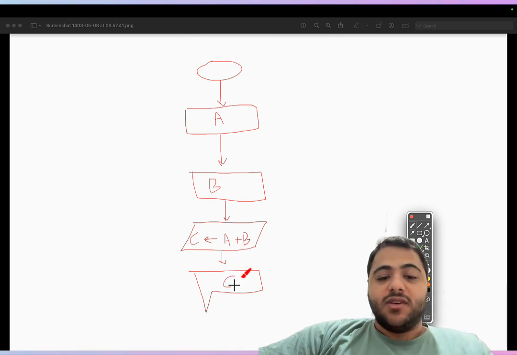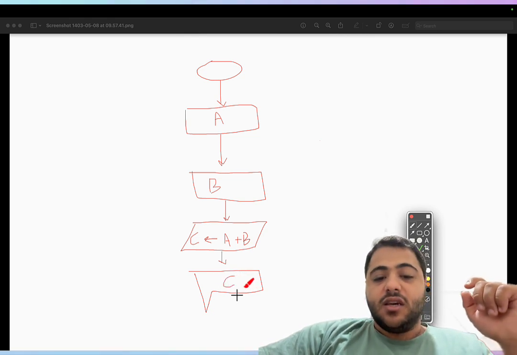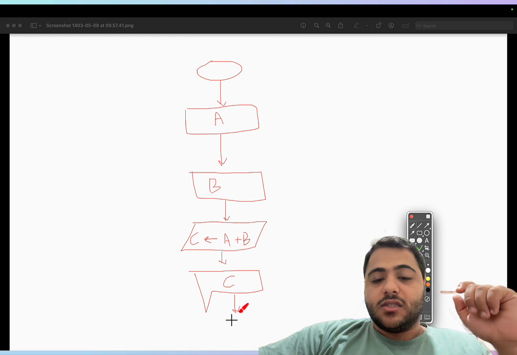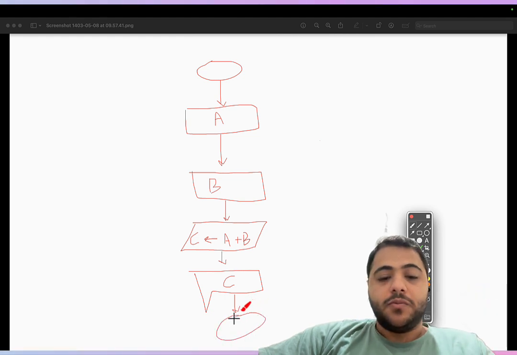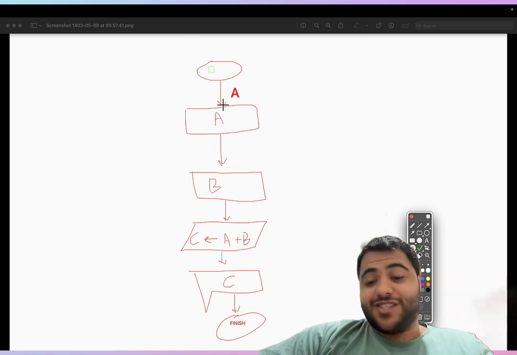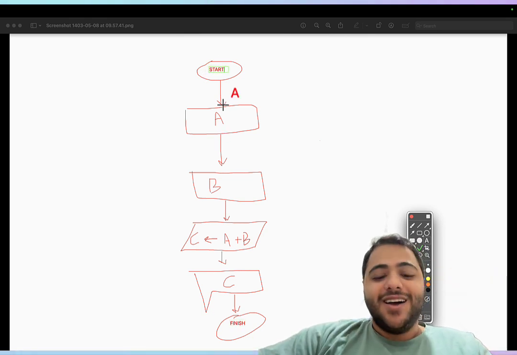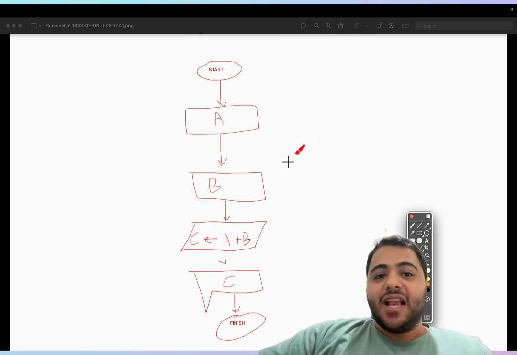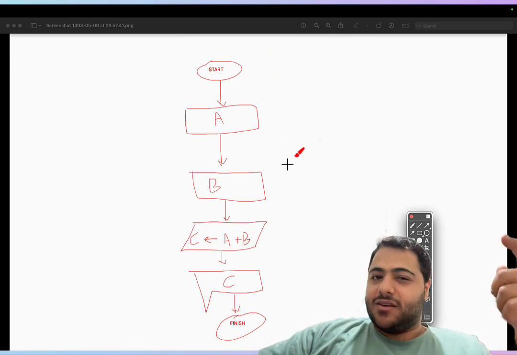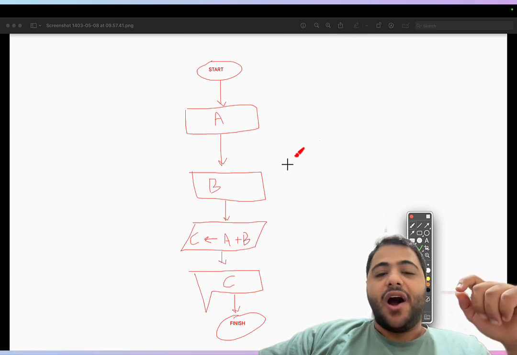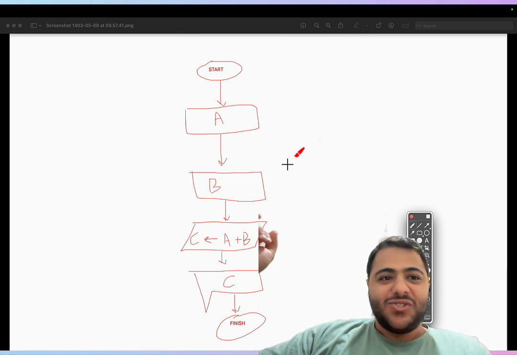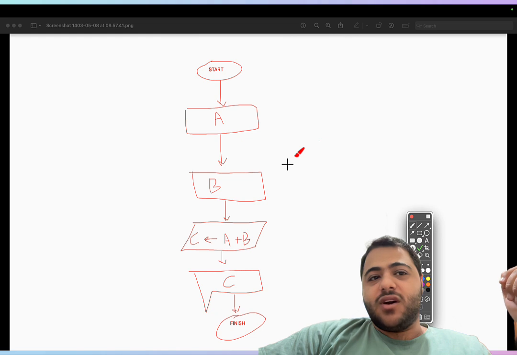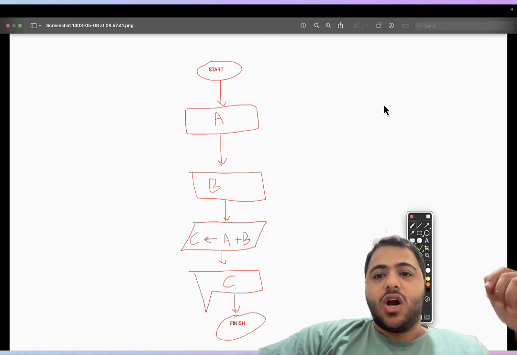So that's it. We have printed C, and it's time to finish. So I can call this finish and calling this start. Yes, I can type. And that's it. That's not the algorithm, that's a flowchart for adding two numbers.